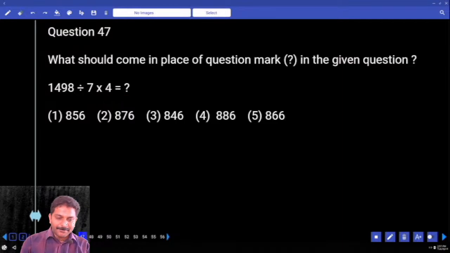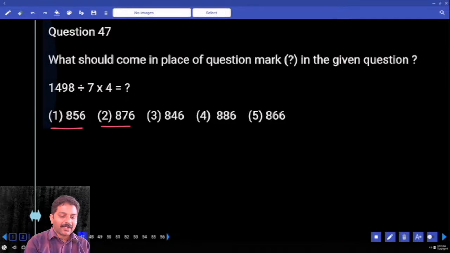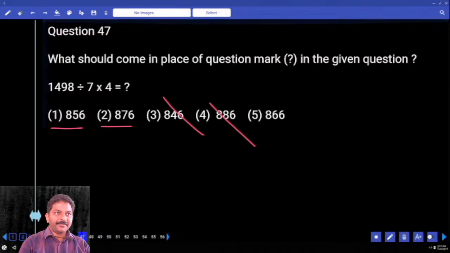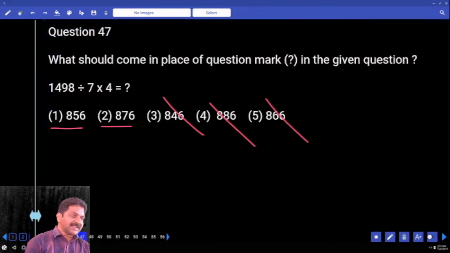Can it be first option? Can it be second? If you can't even get a 4 multiple, how will it work? Can it be third option? Fourth? Fifth? Answer is either first or second. Correct? Observe those two options.